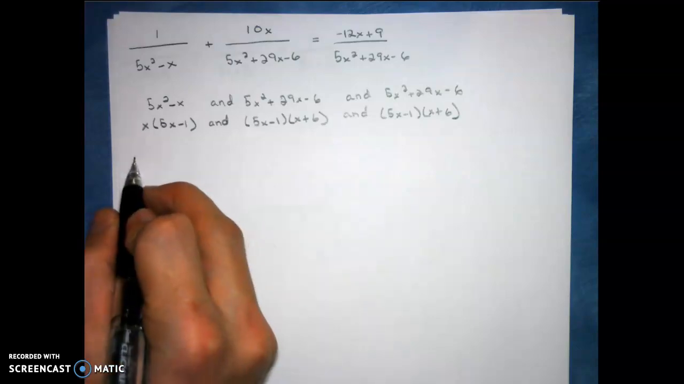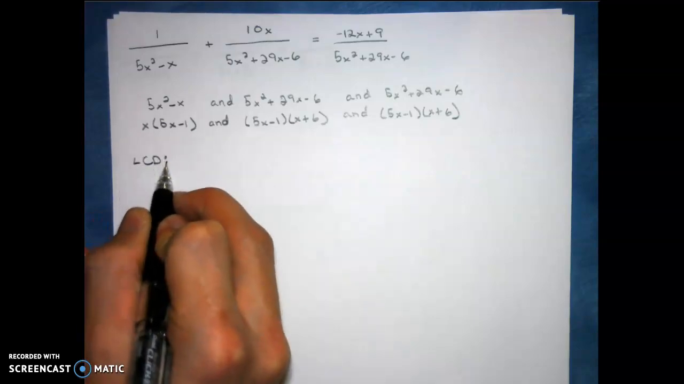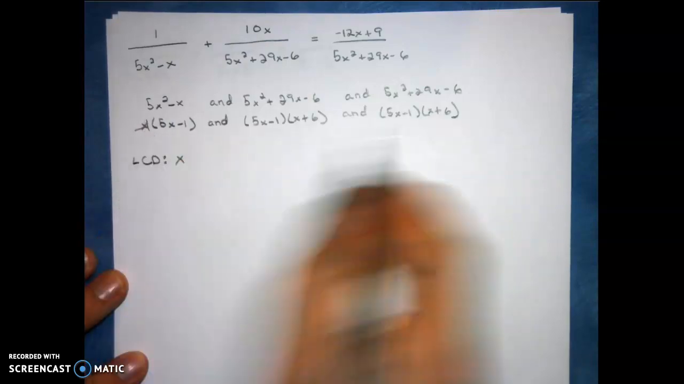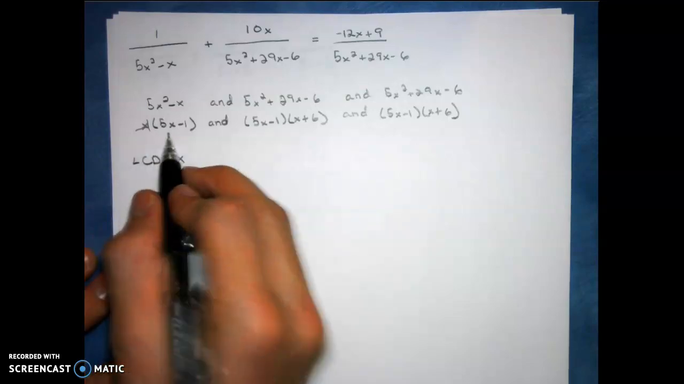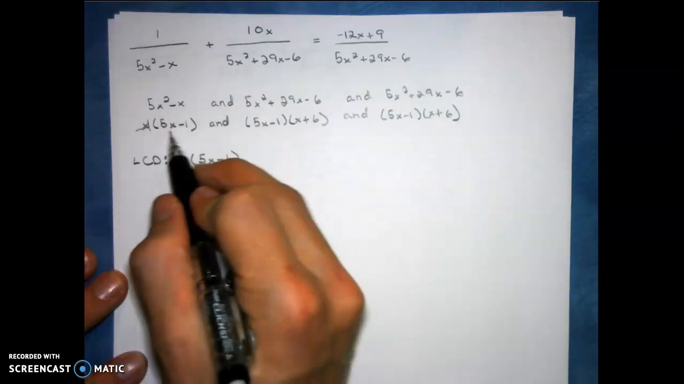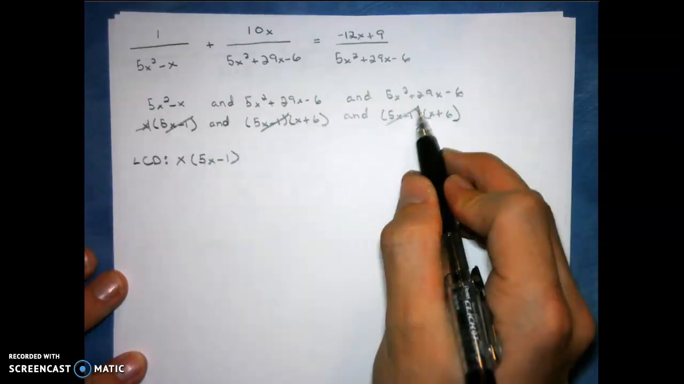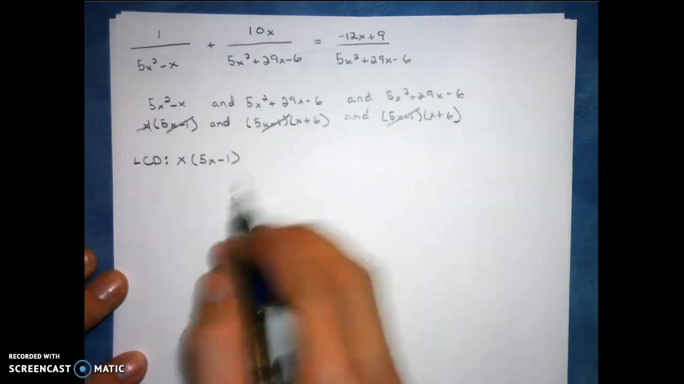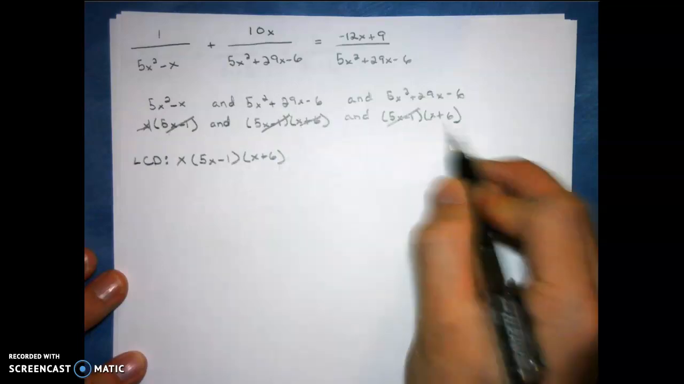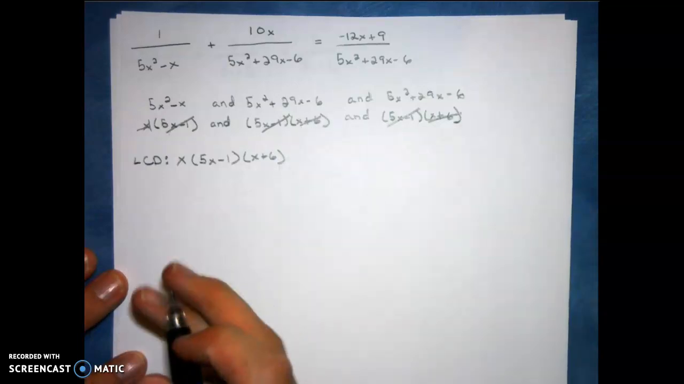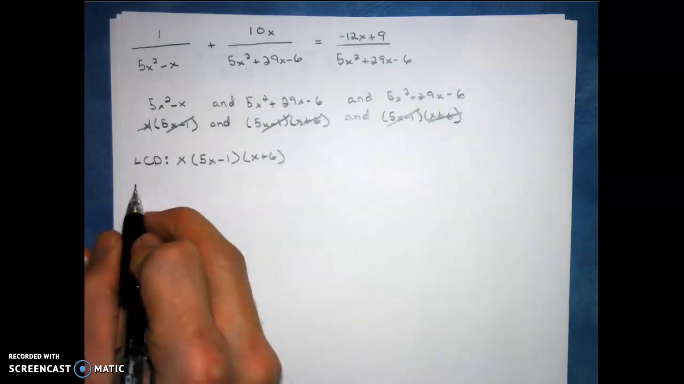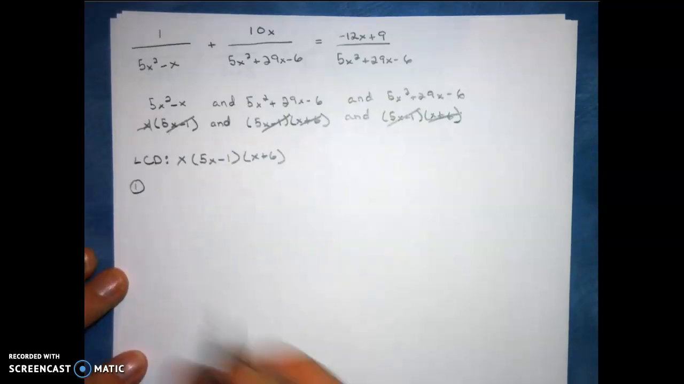Alright, now we find our LCD. Remember, we start with the first one, bring it down, cross it off. None of these have an x, so we're good. Bring down the next one. We have 5x minus 1. Cross off here, cross off here, cross off here. Move to our next one, which is x plus 6. Cross off, cross off. Then there's our LCD. So our next step is to multiply through with our LCD.